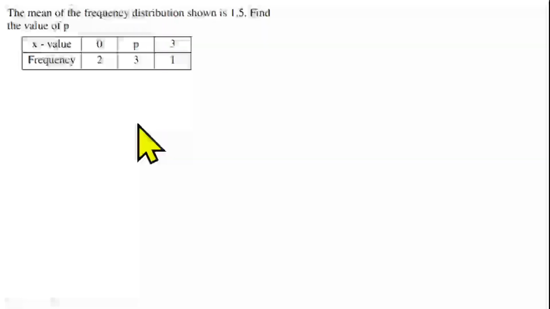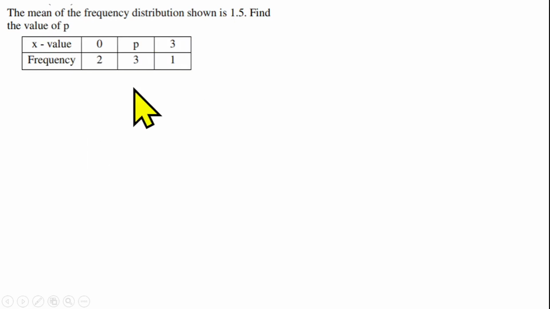So still on mean of group data without class interval, sometimes you could be given an indirect question on the mean of group data without class interval. In this case, you are given the value of x to be 0, p, 3, frequency is 2, 3, 1, and you are told that the mean of this distribution table is 1.5. So you have to use that to find the value of p.